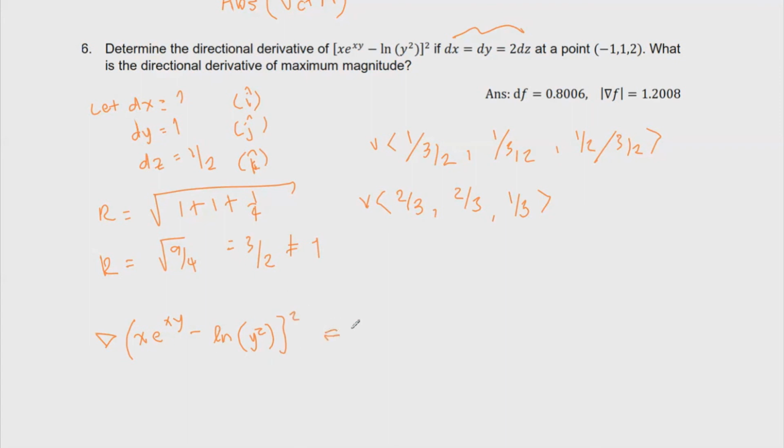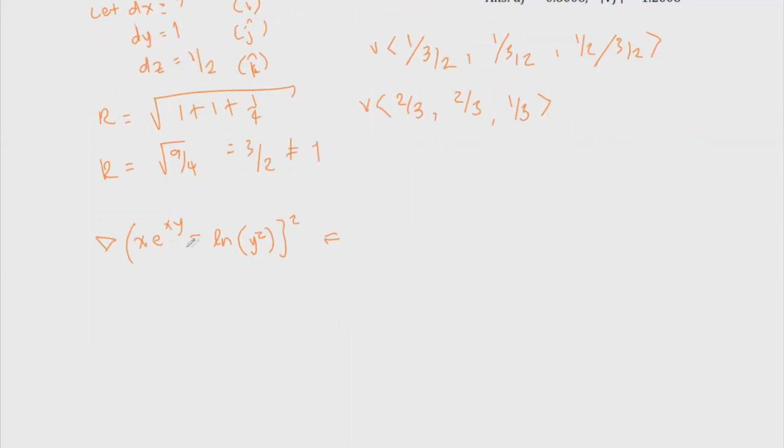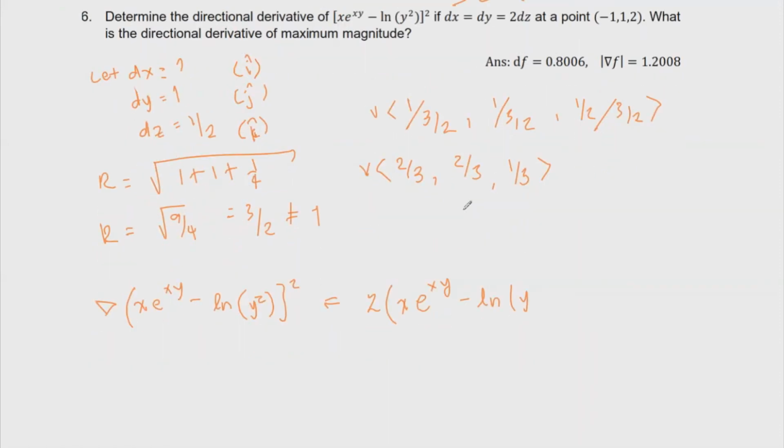So that is equal to, we take the partial derivative of this expression with respect to x first. In this case, we have x e raised to xy, so that's product rule. But before we do product rule, remember that this is power rule. So 2 times x, e raised to xy minus ln of y raised to, is it z or 2? That's actually squared. So therefore, we don't have any z.